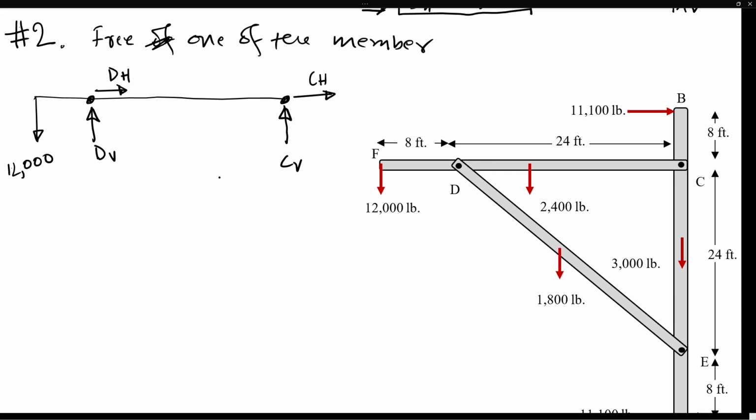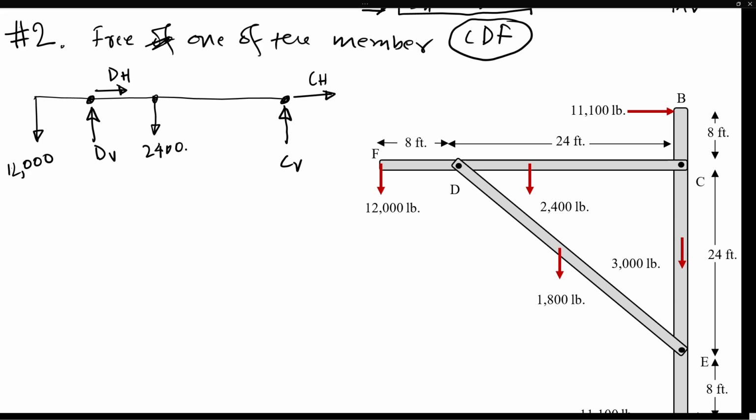Now here you see we have the total. We also need to consider the weight of the boom, which is 2400 right here. So that is all the load. So this is the complete free body of that member CDF. So we free this member and draw the free body. So it is complete now.